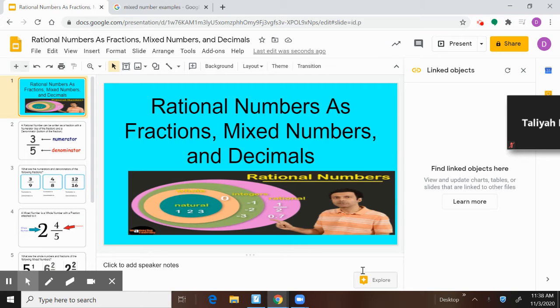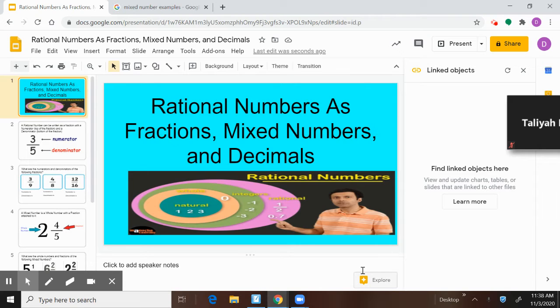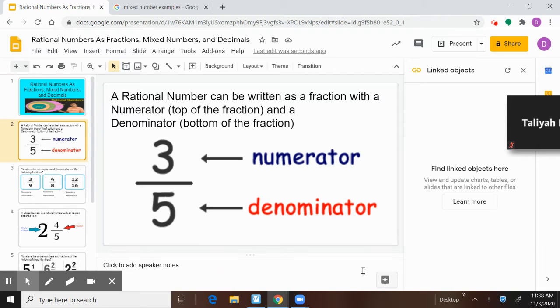Hello, class. So today we're going to go through examples of rational numbers. And we're going to be looking at rational numbers as fractions, mixed numbers, and decimals, just like it says on the screen here. So let's take a look. So first, we're going to look at rational numbers as fractions.